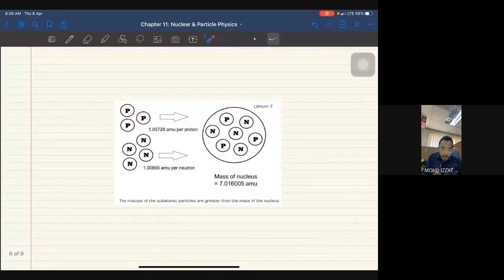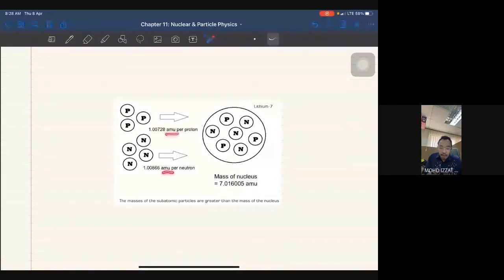Okay, this one is one of the clear examples lah. So in this chapter, sometimes we use a unit of kilogram, sometimes we use a unit of AMU. So kamu belajar chemistry, kamu familiar kot with AMU ni. Okay, now the question: are the masses of the subatomic particles greater than the mass of the nucleus?